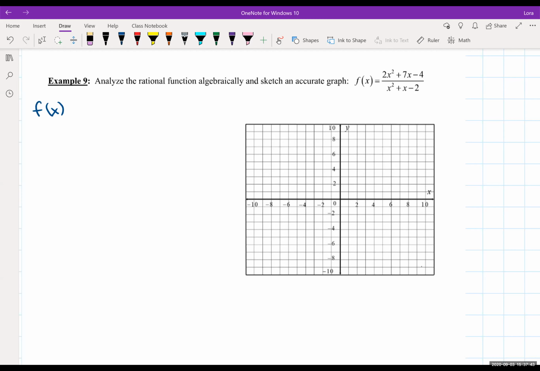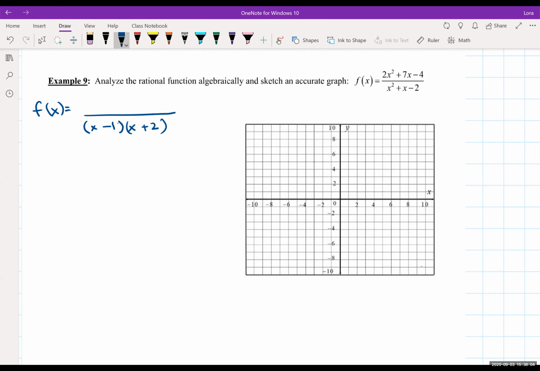To me, it looks like the denominator is a little quicker to address. x squared plus x minus 2. Factors of negative 2 that add up to positive 1. That does factor nicely. So we should have x plus 2, x minus 1.